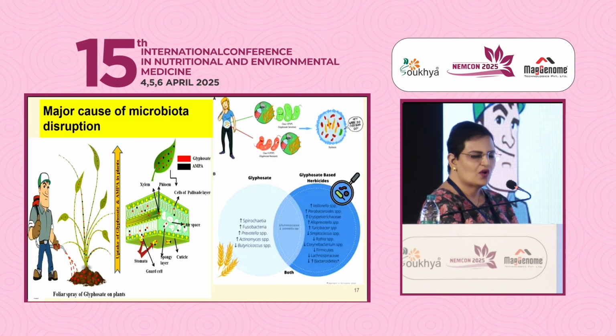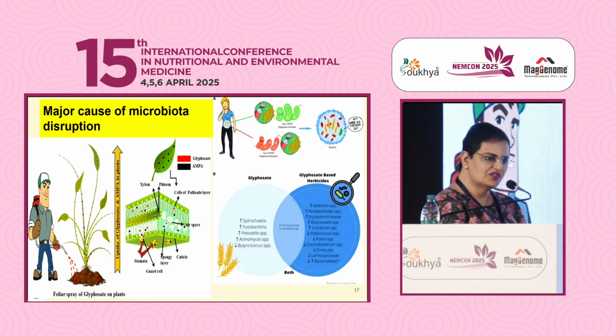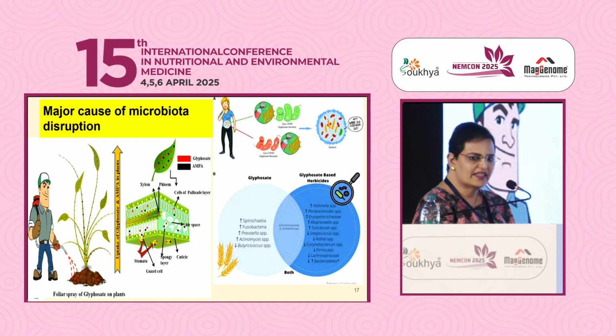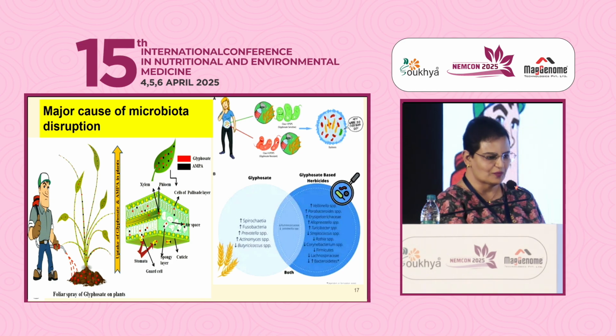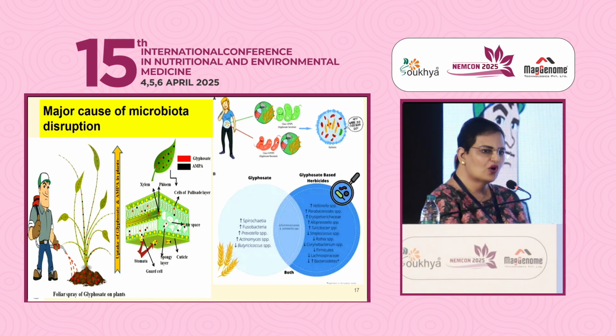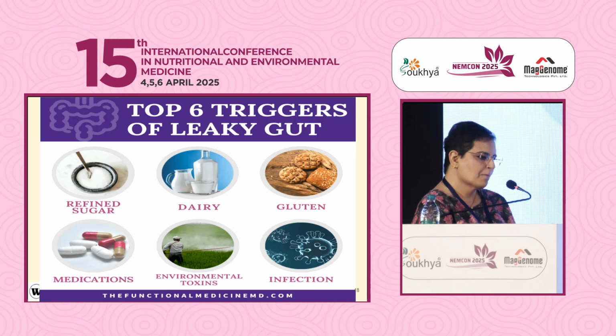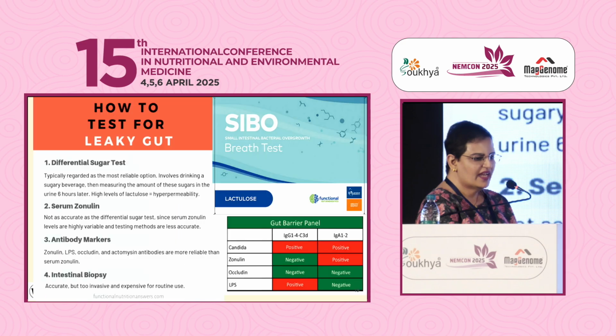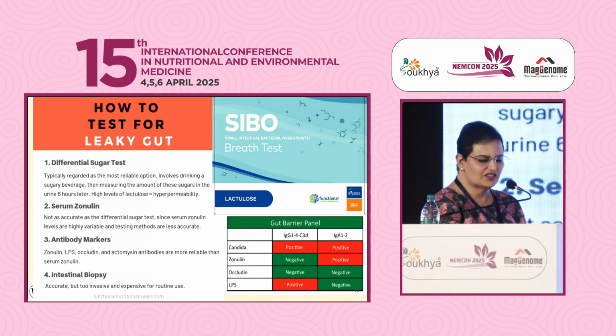What is one of the biggest causes of leaky gut syndrome? It is going to be glyphosate. Glyphosate is in all the foods nowadays, in your water, and that glyphosate is what disrupts your microbiota to cause leaky gut syndrome. The main triggers of leaky gut syndrome will be your refined sugars, dairy, gluten, infections, and medication. Anything that disrupts your zonulin levels will cause leaky gut syndrome.